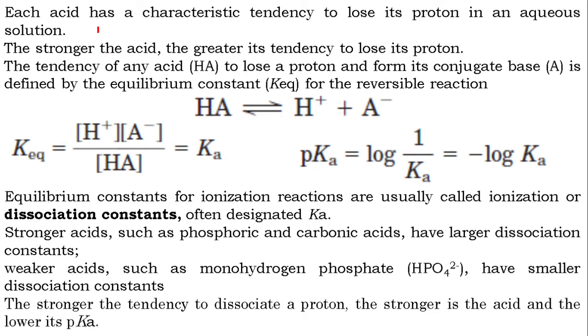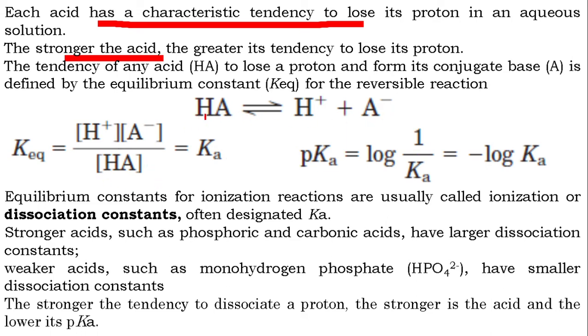Each acid has a characteristic tendency to lose its protons in aqueous solution. The stronger the acid, the greater the tendency to lose protons. And we say the strength of the acid increases. What's the equation? Just as the previous case, equilibrium constant K is equal to product of concentration of products divided by product of concentration of reactants. This is the basic equation.